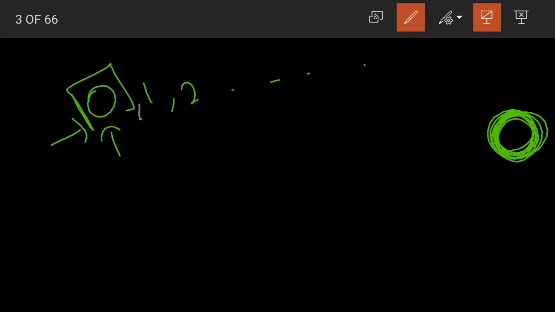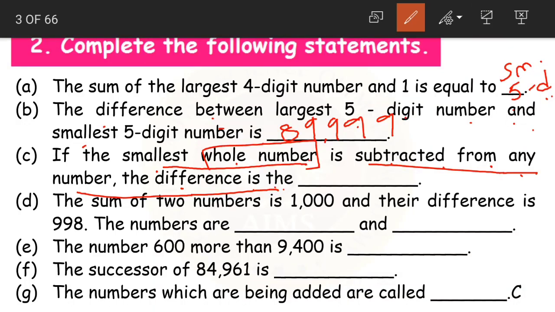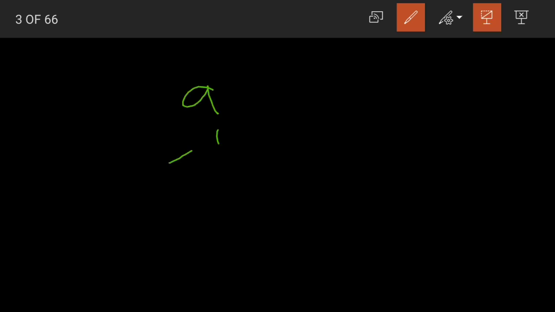The smallest whole number is 0. Yes, okay. Moving on to the next part. When the smallest whole number, that is 0, is subtracted from any number, just now we have seen, right? 9 minus 0. What is the difference? The difference is 9 only. 9 minus 0, 9 only.